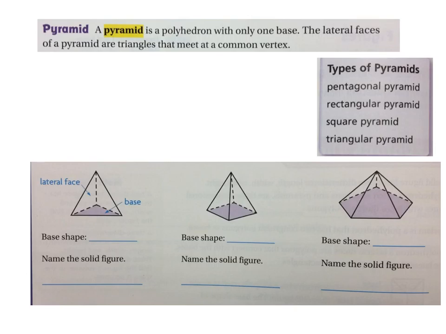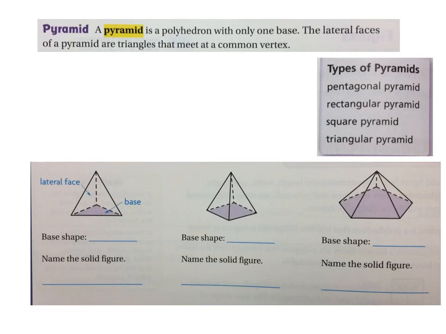So right off the bat, what are some similarities between prisms and pyramids? What are some things that are the same when you compare a pyramid and a prism? Marcus? They both have lateral faces. Sarah? They're both polyhedrons. They both have faces that are polygons. Siddharth? They have at least one base. They are also both three-dimensional figures, right?